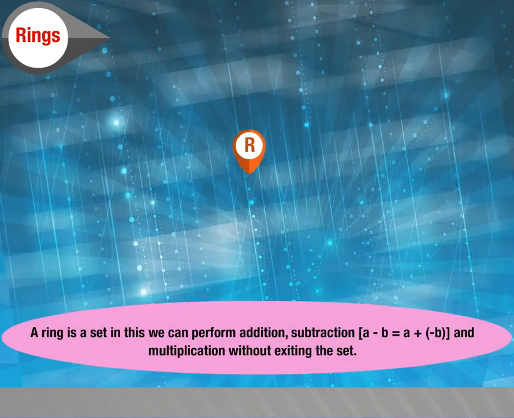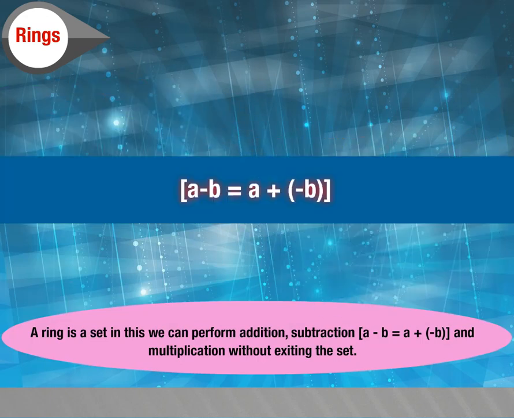A ring is a set in which we can perform addition, subtraction, where A minus B is equal to A plus minus B, and multiplication without exiting the set. With respect to addition and multiplication, the set of all square matrices over the real numbers is a ring.